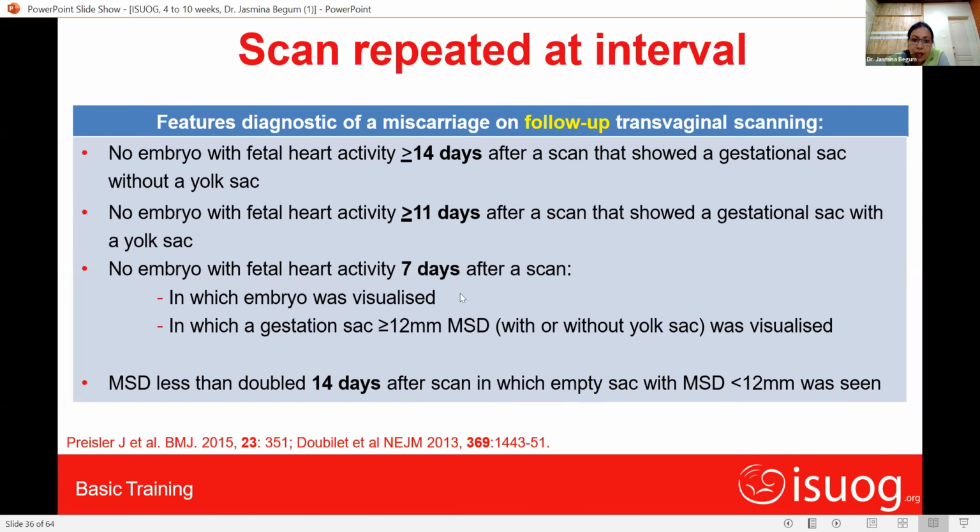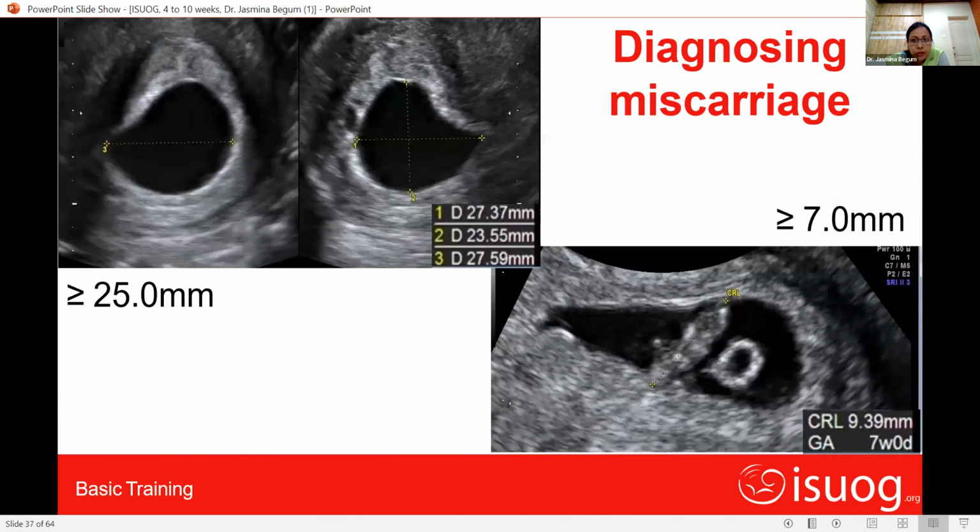You have done a repeat scan after 7 days and you're not getting an embryo with cardiac activity, or when the initial scan shows a mean sac diameter of less than 12 millimeter and you have done a repeat scan after 2 weeks, and even after 2 weeks there is no doubling of the mean sac diameter, then you can label it as miscarriage.